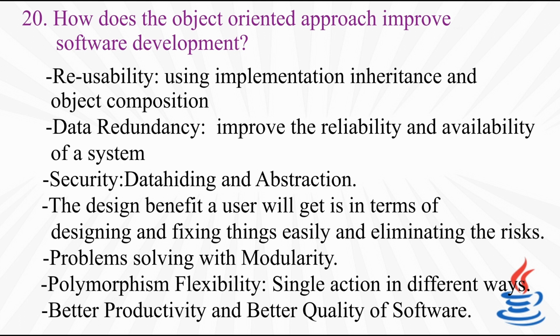Next point is polymorphism flexibility. Polymorphism means a single action in different ways. Let's see a scenario to explain this behavior. You behave in a different way if the place or surrounding changes. A person will behave like a customer if he is in a market. The same person will behave like a student if he is in school, and as a son or daughter if put in a house.